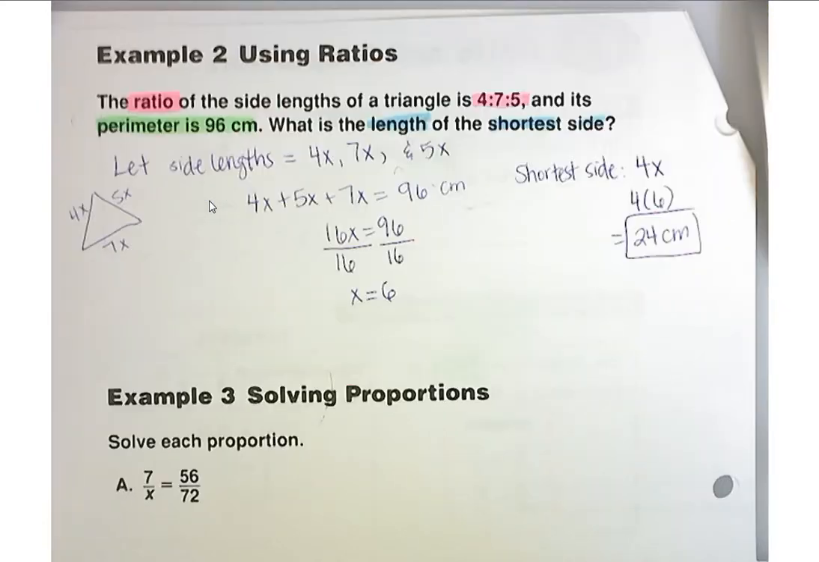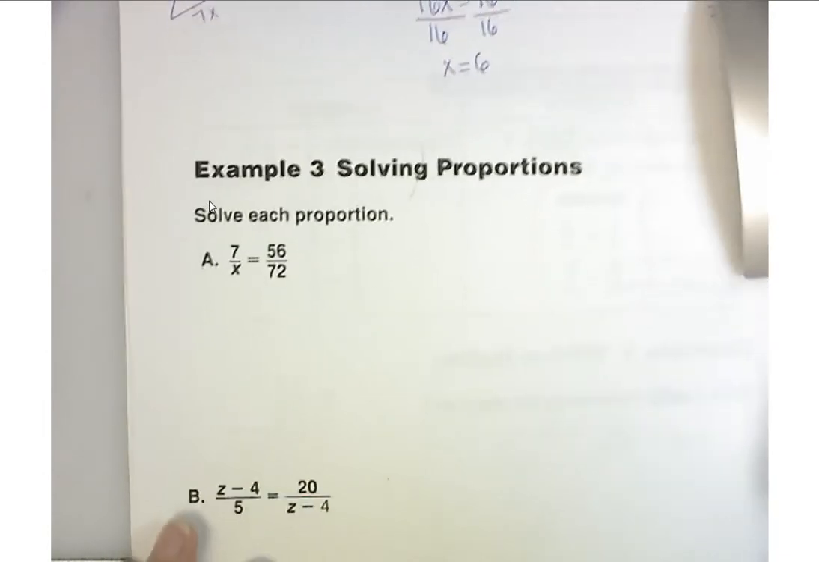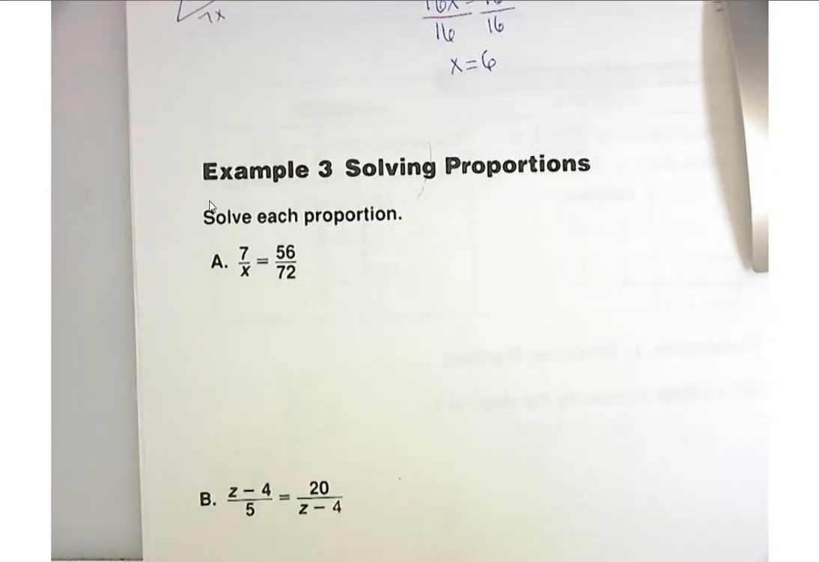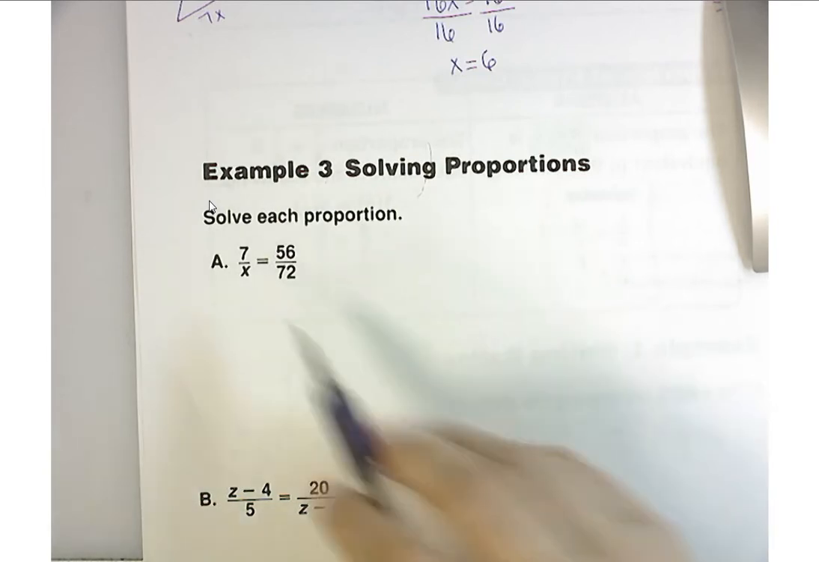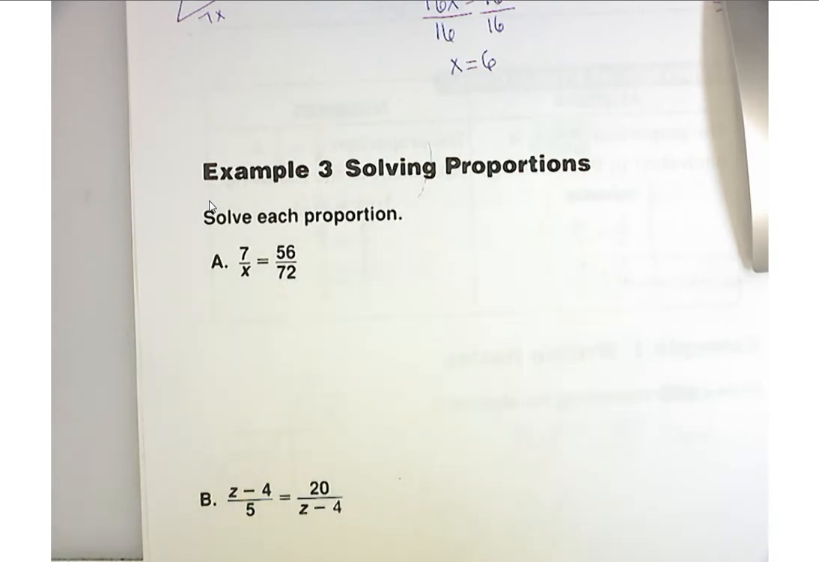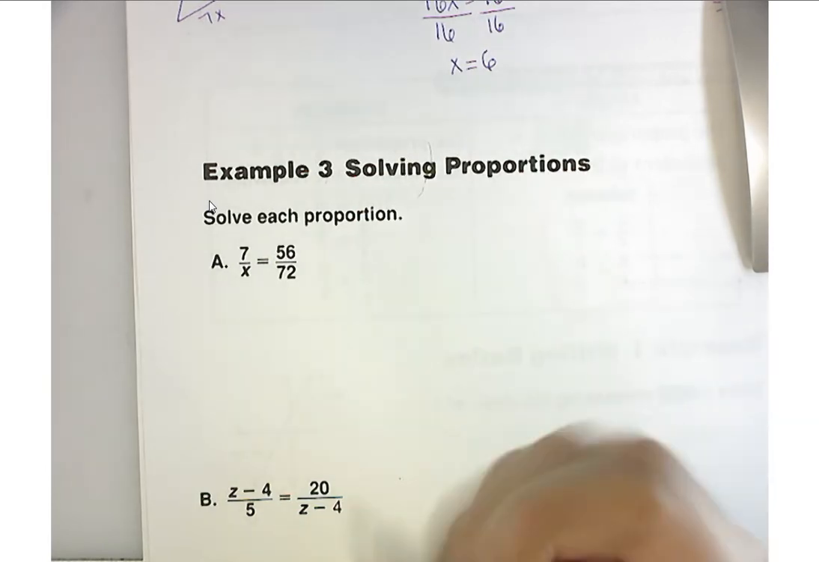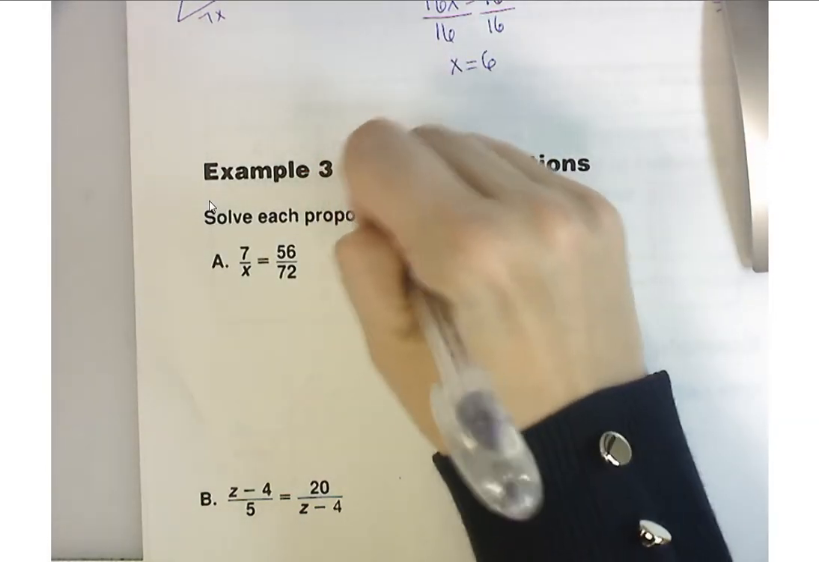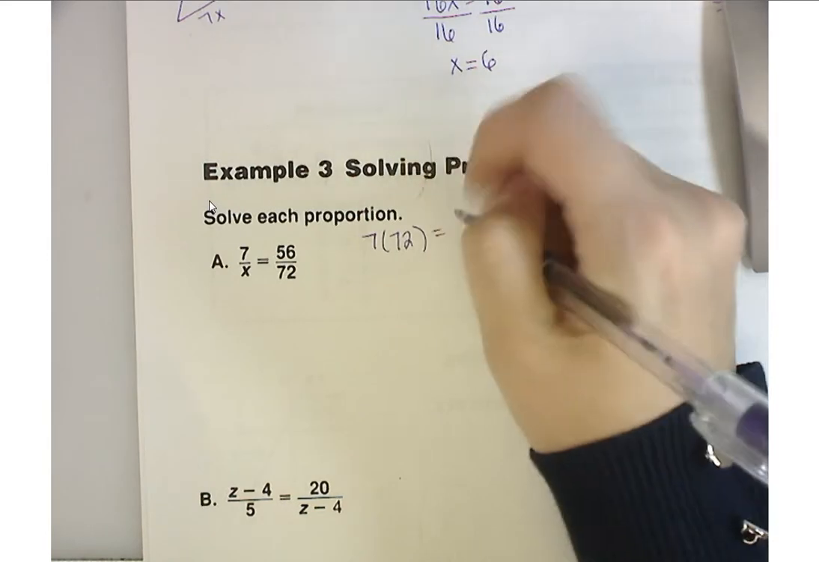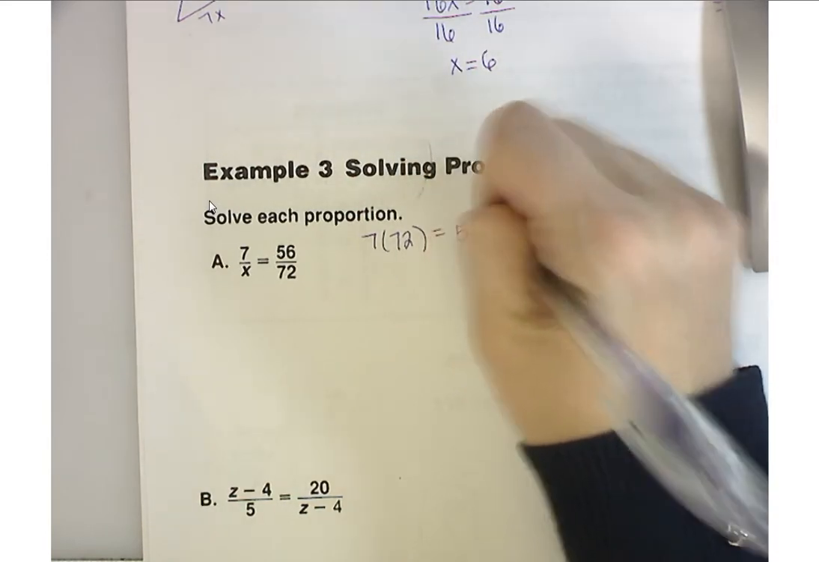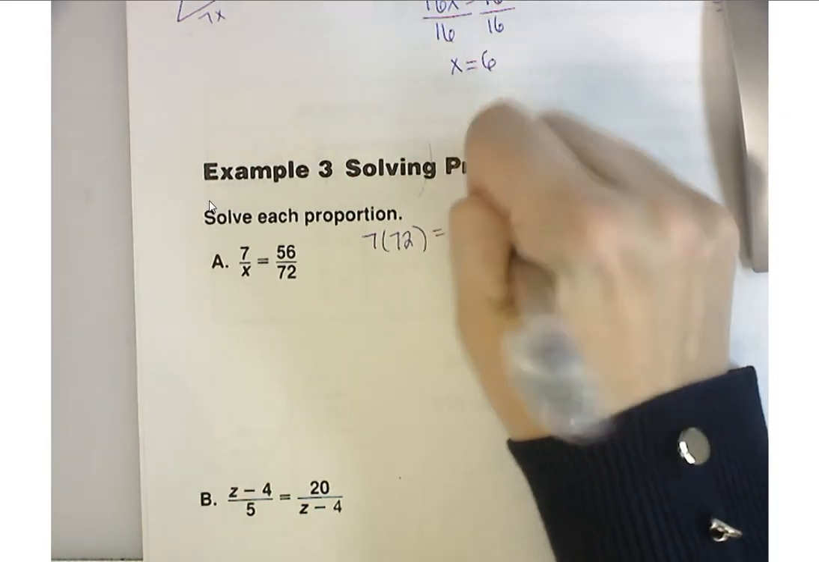All right, and then the next one we're going to go to, example 3, we're going to start solving proportions using that cross multiplication, that cross products property we talked about at the beginning. Okay, so using cross multiplication, Avery, do you think you could tell me what I would be multiplying together here? 7 times 72. Good, and then that would be equal to the 56 times your x.